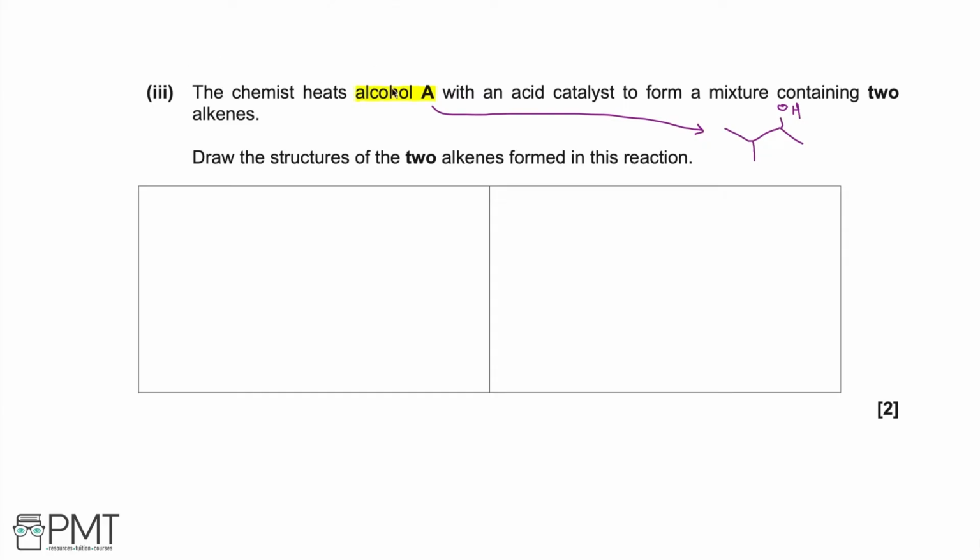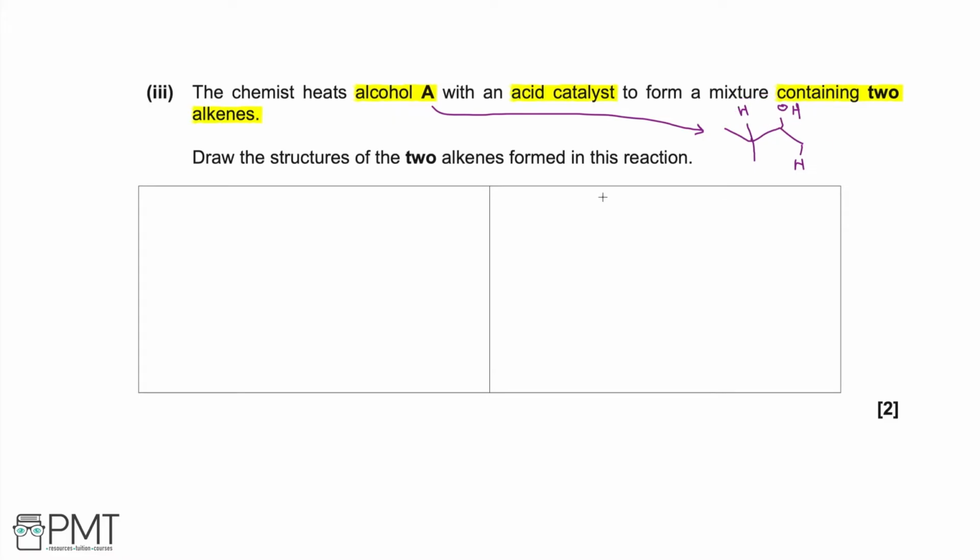We're told that the chemist heats alcohol A, which I've drawn here, with an acid catalyst to form a mixture containing 2 alkenes. So we know that this is forming an alkene, and the reaction that uses an alcohol as the reagent and produces an alkene as the product is an elimination reaction, where we take the alcohol and one of the neighboring hydrogens, we lose water and gain a double bond.